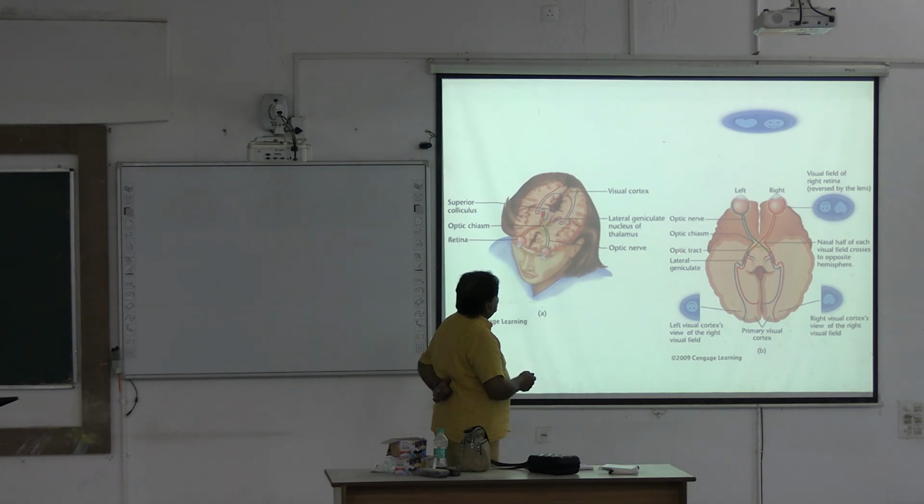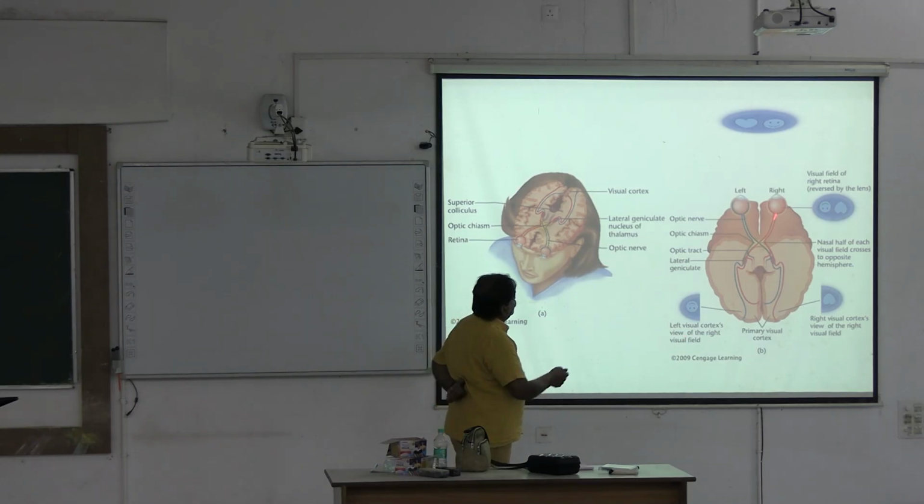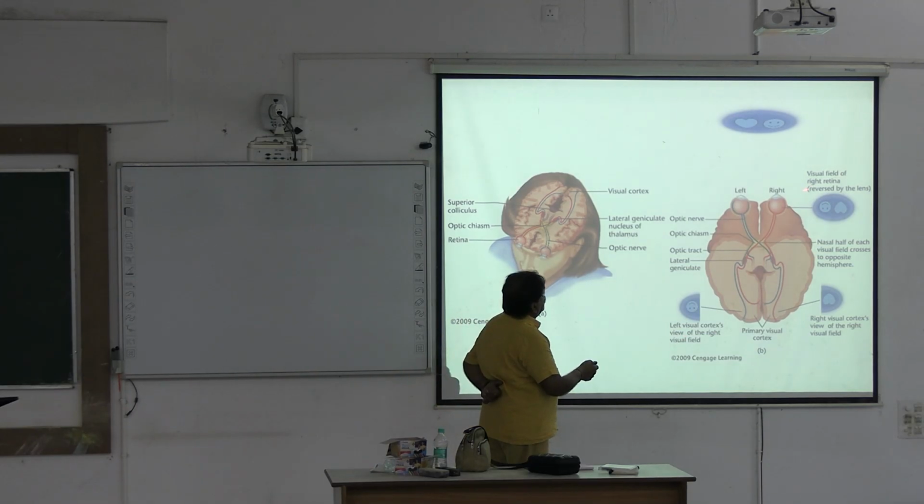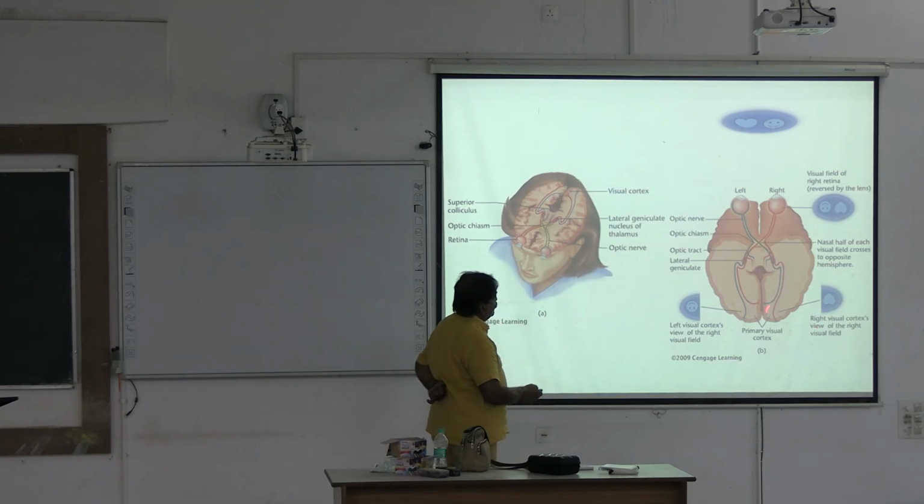optic chiasma, optic tract, lateral geniculate body, and left visual cortex in blue, view of the right visual field. The visual field of the right retina is reversed by the lens. The nasal half of each visual field crosses to the opposite hemisphere. Right and left visual cortex, view of the right visual field.